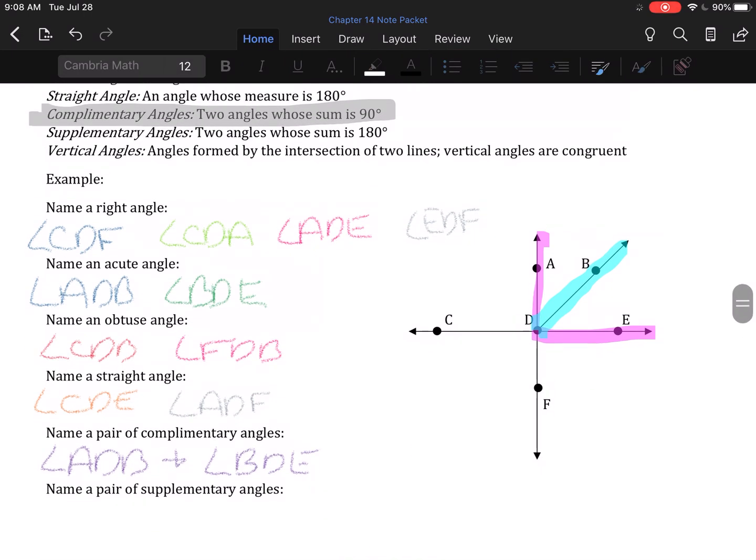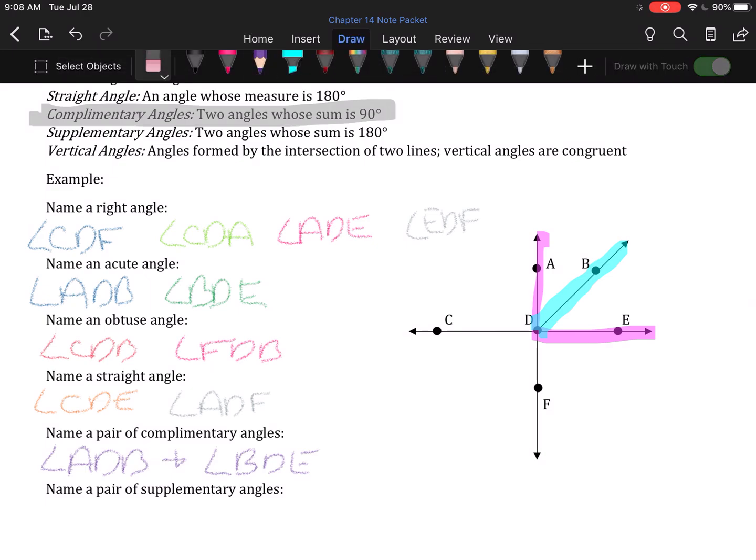I just need a little more space here. Now, we're going to name a pair of supplementary angles. So supplementary are two angles who add up to 180 degrees. To find these on a diagram, what I want you to do is find a line. Any line will do.